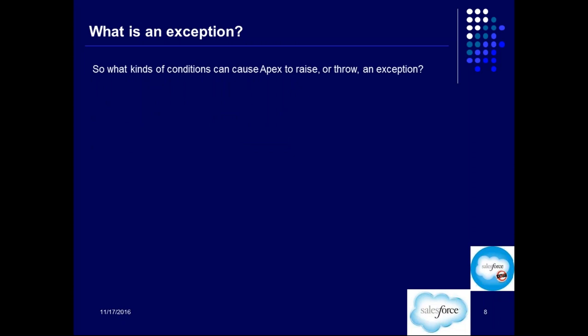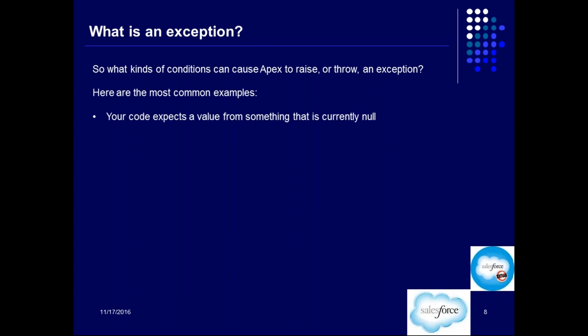Okay, so what kinds of conditions can cause Apex to raise or throw an exception? So here are the most common examples. Your code expects a value from something that is currently null. Let's say your code is expecting a value, but from something which is actually null at this point of time. Another scenario can be you're trying to perform an insert or update statement which fails to pass a custom validation rule you have set. You're trying to perform a DML, but that DML is not able to happen because of some reason. Some validation is not correct or some required field value is not provided.